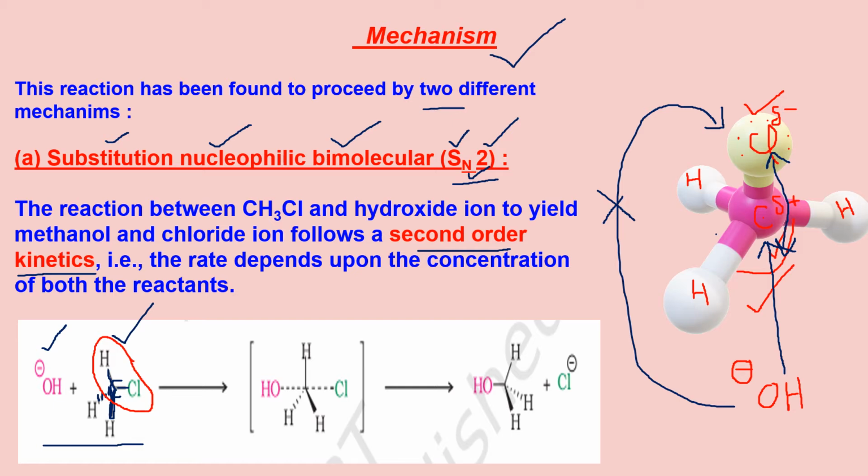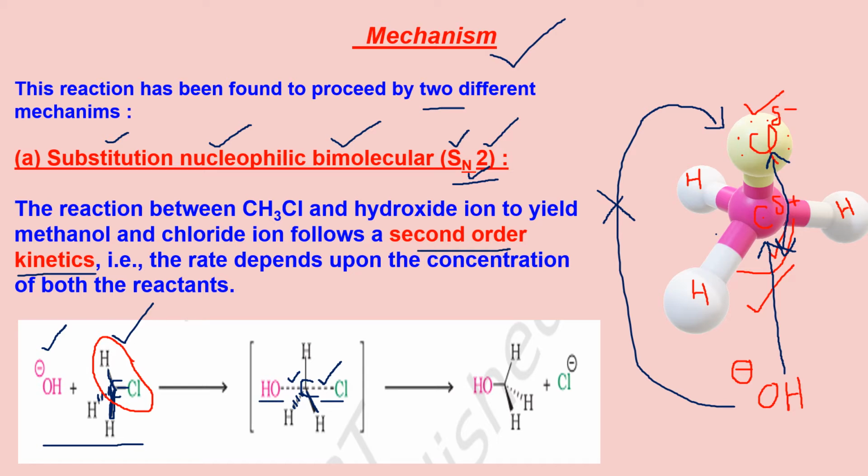Let's go here. What is happening here? This is coming towards me out of the plane. This is behind the plane. And the Cl is already attached to carbon in the middle, and then OH is also coming and making a bond. Please notice these dotted lines. They show that the bond between carbon and Cl is not yet completely broken, and the bond between carbon and OH is not yet completely formed.